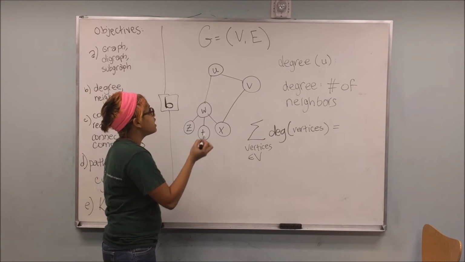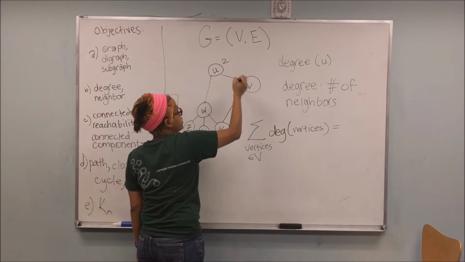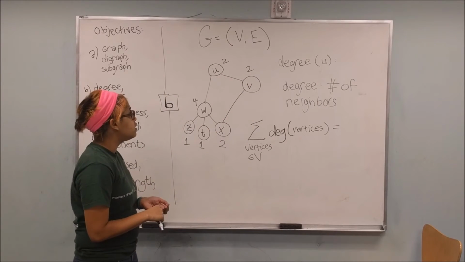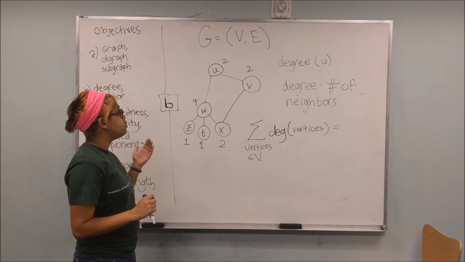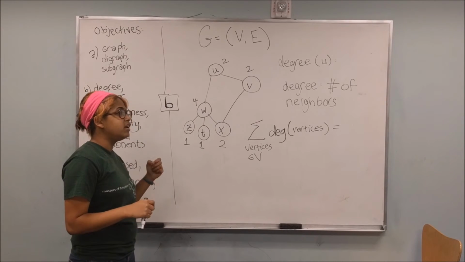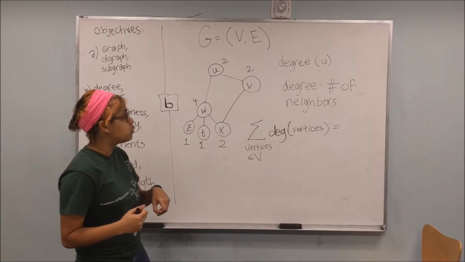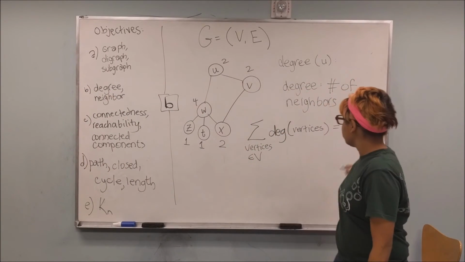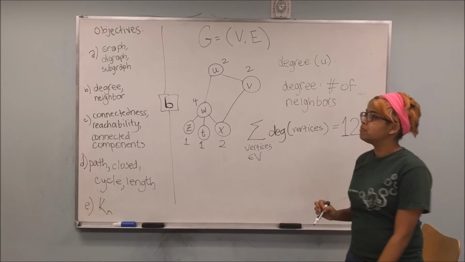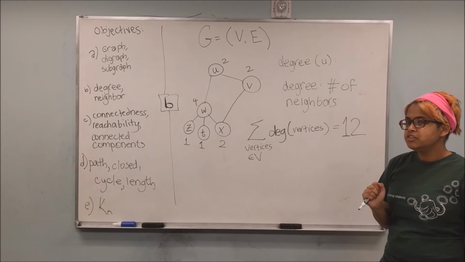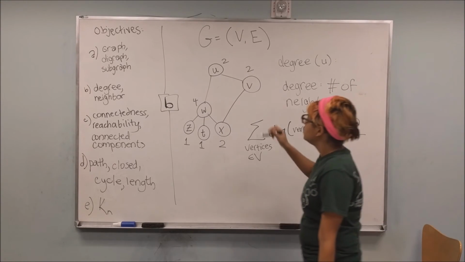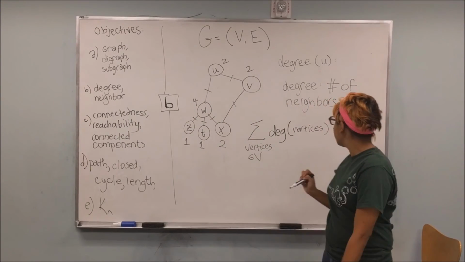In the case of U, it has 2 neighbors, and X has 2. If I go through and sum all of these up, 2 plus 2 plus 4 plus 2 is 10, plus 1 is 12. I get a total of 12 as the sum of the degrees of the vertices. One thing you'll notice that is kind of cool is, let's go through and count the number of edges. There are 6 edges.